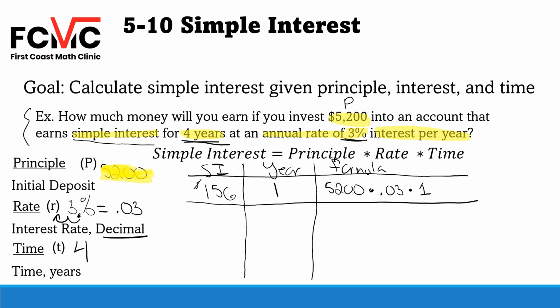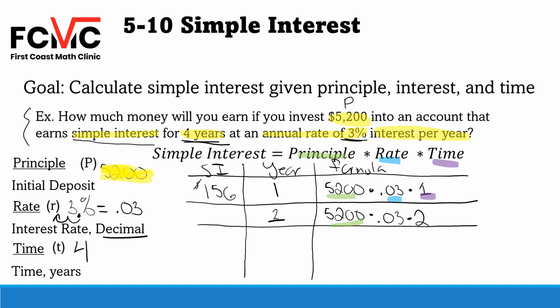Well, what about after 2 years? Because this is simple interest, our principal is still $5,200. This amount here is just our principal, this amount here is our rate, and this amount here is our time. Our rate stays the same, 0.03. Now our time is 2 years.